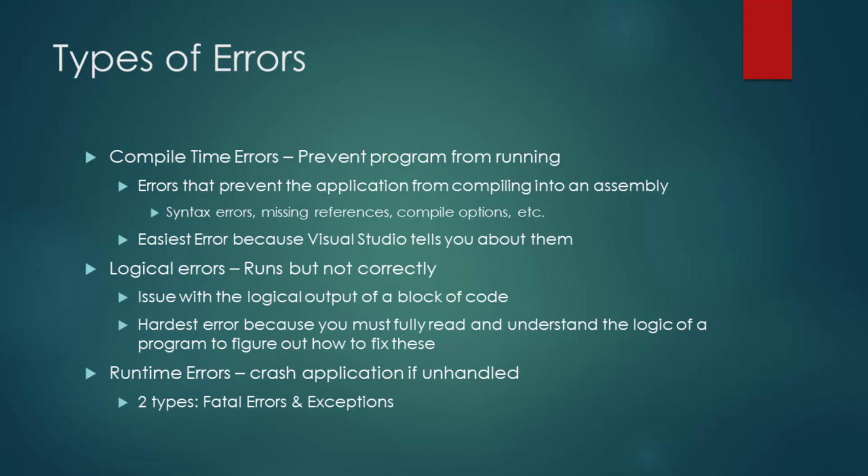There are three types of errors when you're coding: logical errors, compile time errors, and runtime errors. Compile time errors are the easiest to handle because these errors prevent your application from building and running, and Visual Studio handles a vast majority of these errors for you by letting you know that they exist in the error list window in Visual Studio. Logical errors are the most common error though, because this error is an issue with the outcome of a piece of code.